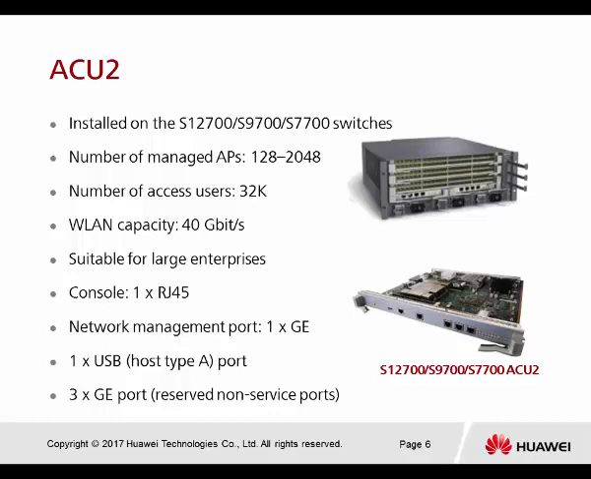The next is the ACU2. This ACU2 is just a line card that can be installed on chassis devices, like the models 12700, 9700, or 7700. These are chassis switches. It can manage up to 2048 APs. The number of access users supported is up to 32,000. WLAN capacity can easily hit up to 40 gigabits per second. There is one console RJ45 port. For management, there is one USB port and 3 GE ports, but so far these are just reserved ports.